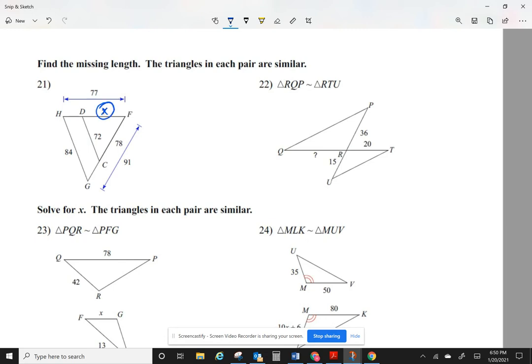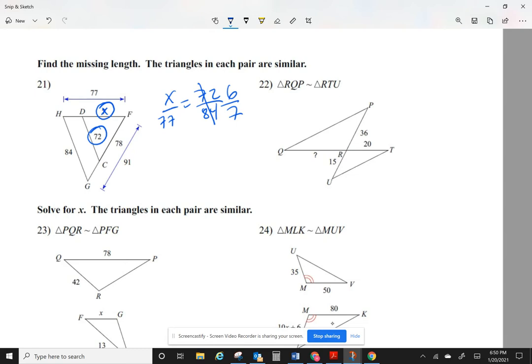So let me choose two values from the small triangle, X and 72. I only need two of them. I can tell X goes with 77 and 72 goes with 84. Okay. Simplify as much as you want. Cross multiply whenever you want. I'm going to simplify 72 over 84. Let me divide each by 12. That gives me 6 and 7.